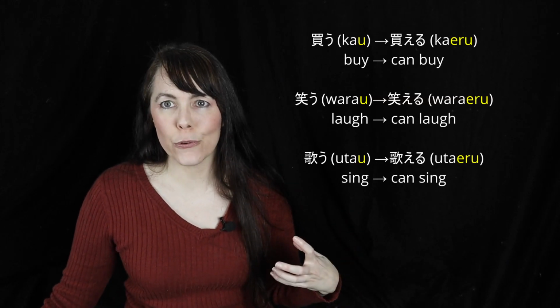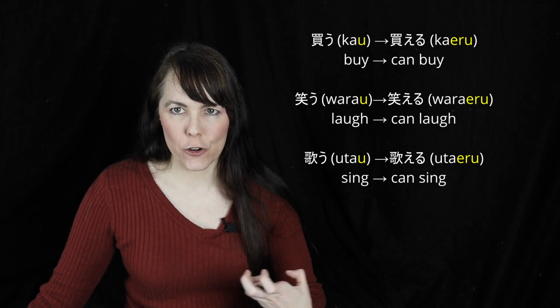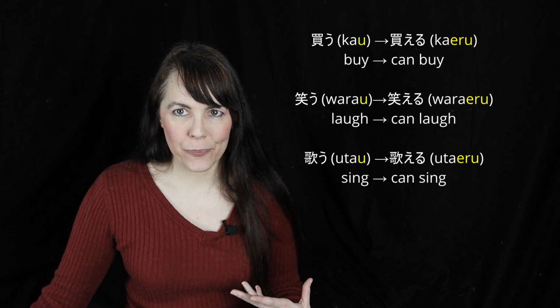The other tricky thing about u verbs are the ones that end in just hiragana u. There's no consonant left over after you remove that u sound. So you basically think of that hiragana chart, a, i, u, e, o. You change the u to e and add ru. So kau, to buy, becomes kaeru, to be able to buy.